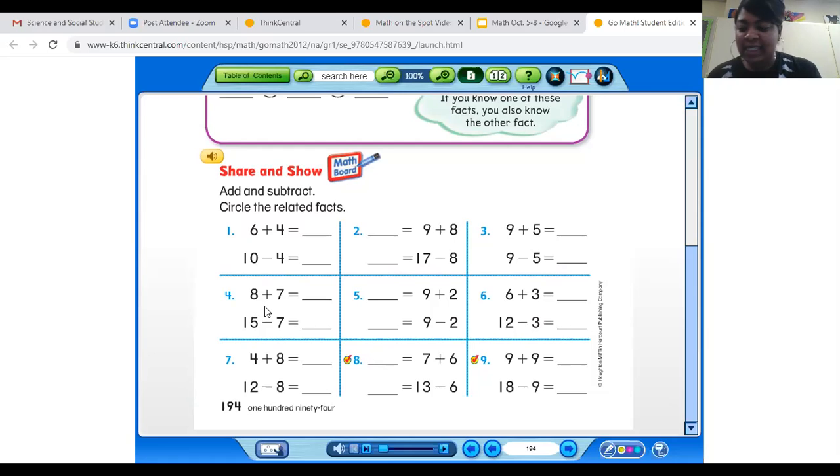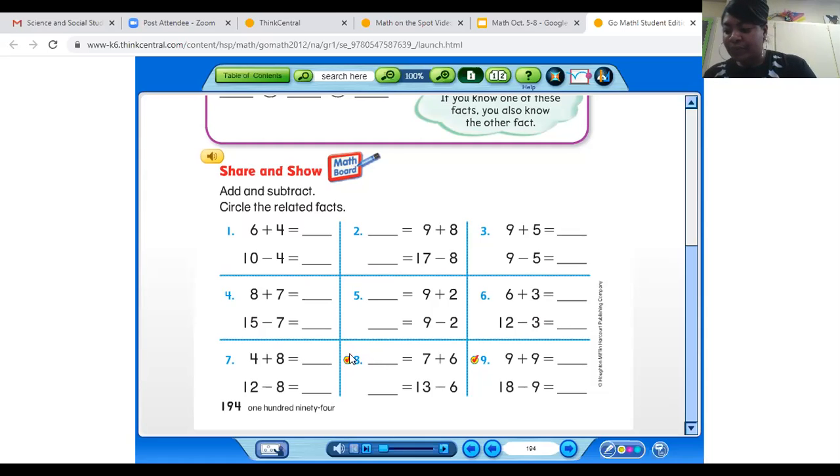All right, 8 plus 7. All right, put 8 in our head. Let's add 7 to it. 9, 10, 11, 12, 13, 14, 15. 8 plus 7 equals 15. If I have 15 and I take away 7, I will have 8. Very good. All right, so that is a related fact.